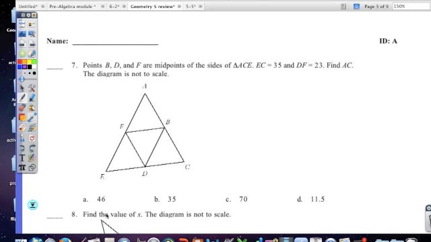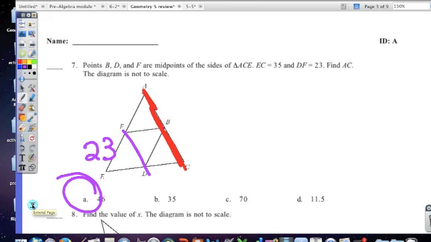Points B, D, and F are midpoints of the sides of triangle ACE. EC equals 35 and DF equals 23. Find AC. The diagram is not to scale. So, we are trying to find the length of AC. Since they tell us that B, D, and F are all midpoints, I know that DF is a mid-segment. DF is 23. By the mid-segment theorem, the side across, running in the same direction as DF, is going to be twice the mid-segment. So the answer is A.